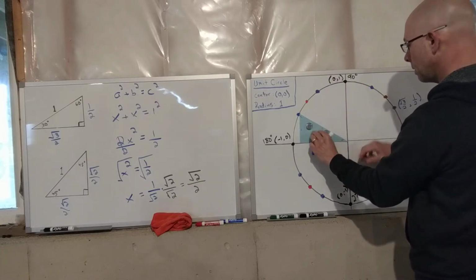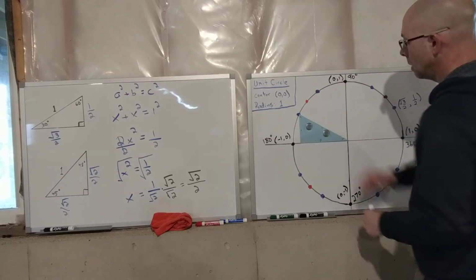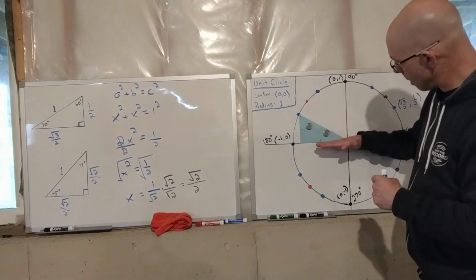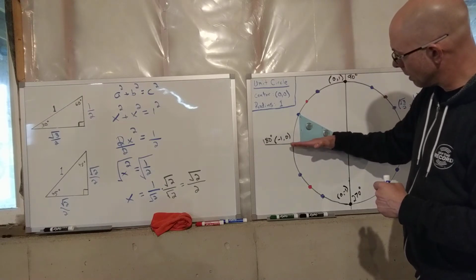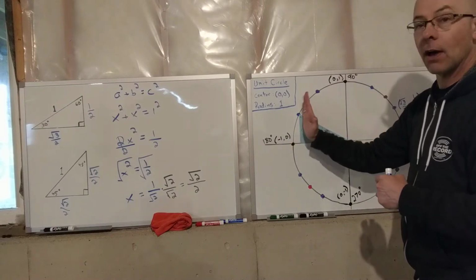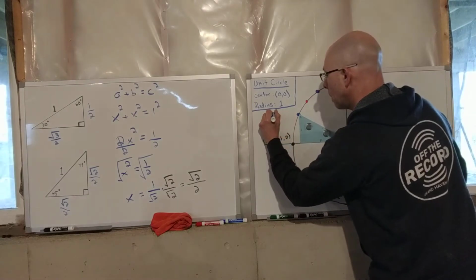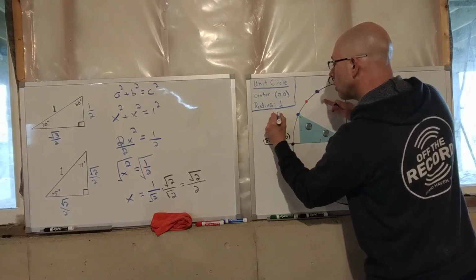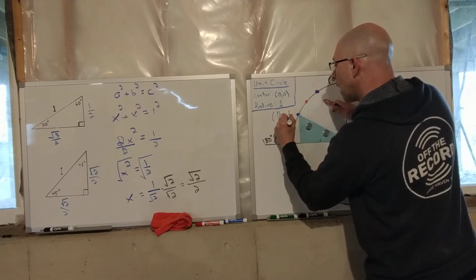it lines up with that blue point, which is the same triangle. Look, it's square root of 3 over 2 to the left of the origin and 1/2 up. So, negative square root of 3 over 2, comma, 1/2.